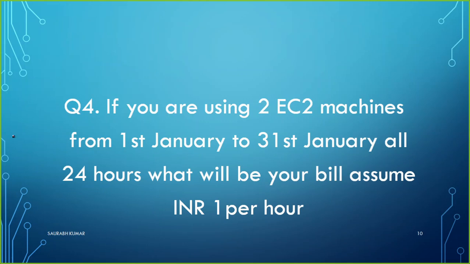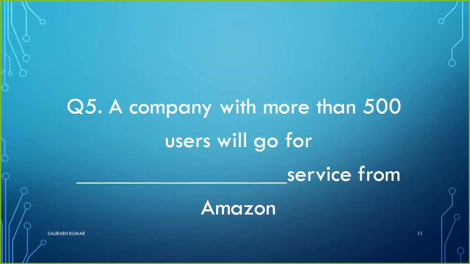And then the final question goes to you all: a company with more than 500 users will go for which kind of service from Amazon? We have talked in today's lesson that there are two types of service offered by Amazon. So which type of service will they go for? If a company has more than 500 users, or if I talk about any big enterprise company, what kind of service will they look for? Please write down the answer in the chat box or in the comment box.